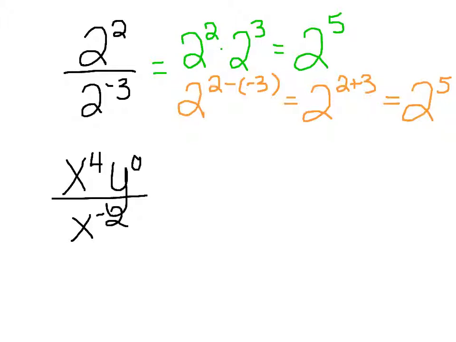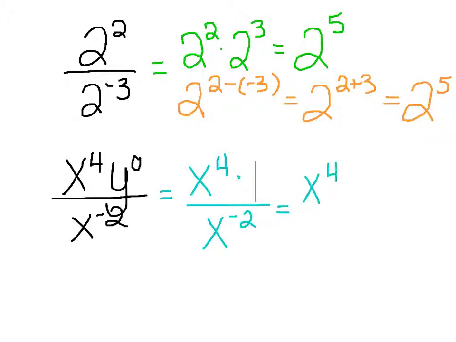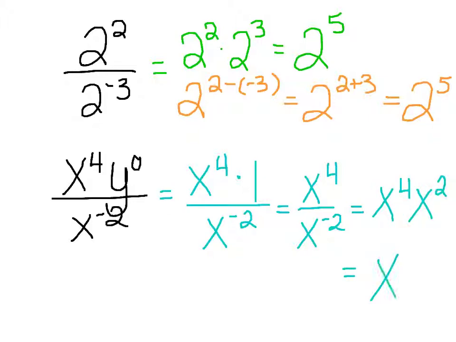Looking at the second example, we have x to the 4th, y to the 0th over x to the negative 2nd. Let's take it step by step. First of all, x to the 4th times y to the 0th. Well, anything to the 0th power is 1, so y to the 0th is 1, over x to the negative 2nd. So now we're left with x to the 4th over x to the negative 2nd. Again, you can do it either way, but basically we're going to have x to the 4th times x to the 2nd, and that's going to equal x to the 6th. If you got these two examples right, I think you're understanding it.